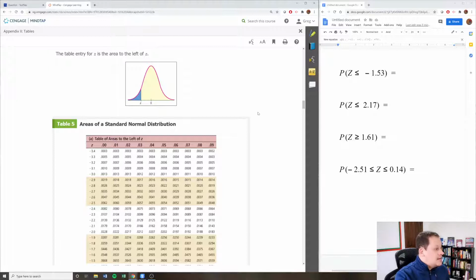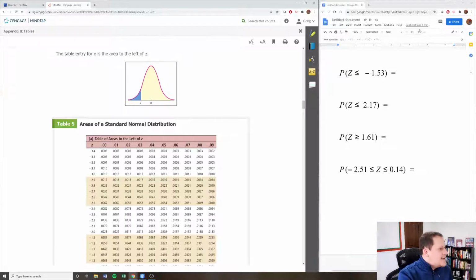This is in your textbook. So this is table 5. It's in the appendix of the textbook. It's on page A22. And this is going to show you the area to the left of z, no matter what z-score you want, down to the nearest hundredth. Okay, so this table represents the areas to the left of z-scores, given this ones and tenths value, and the hundredths values are the columns.